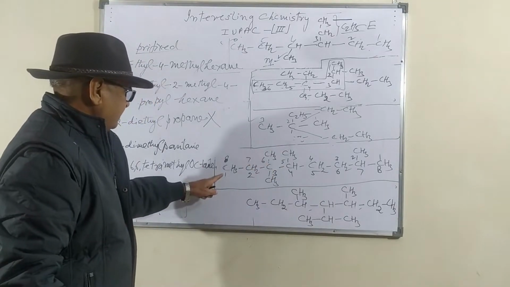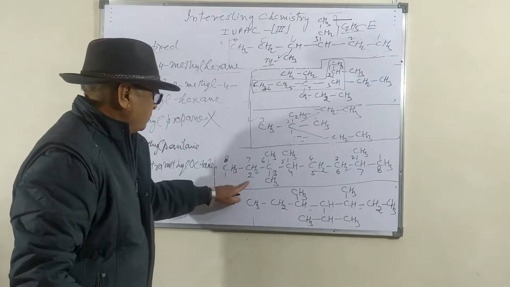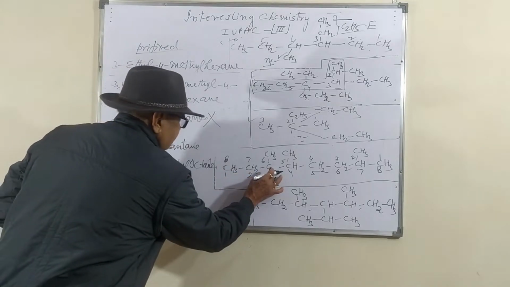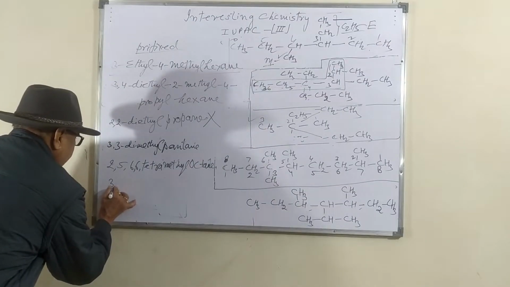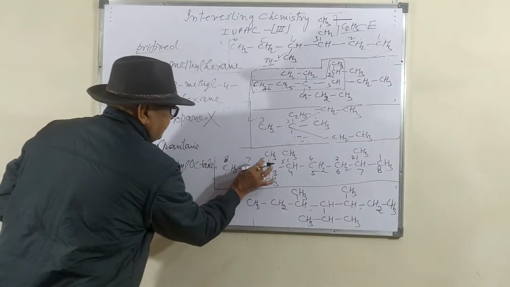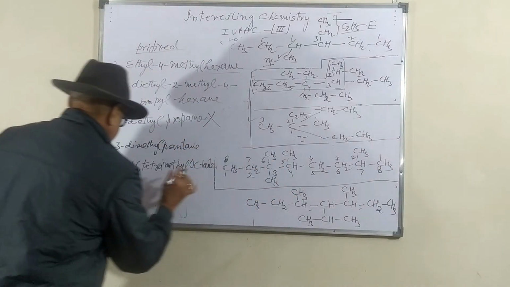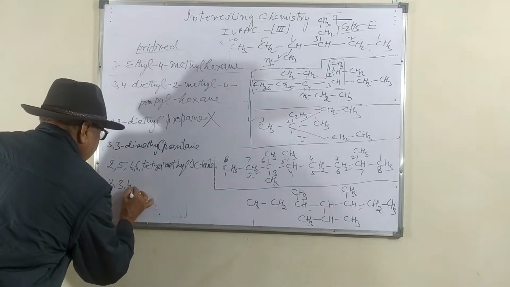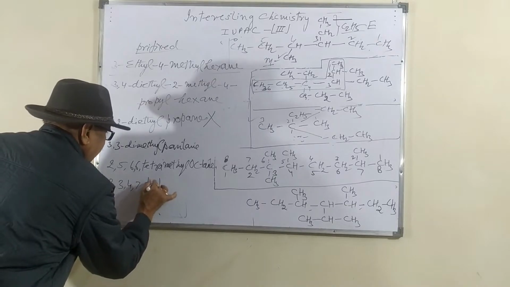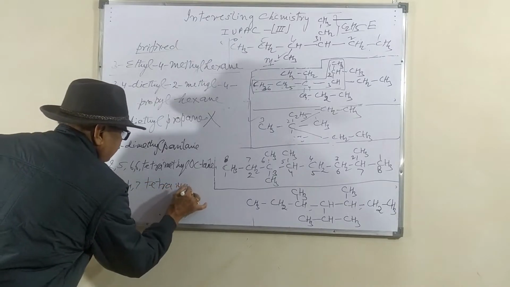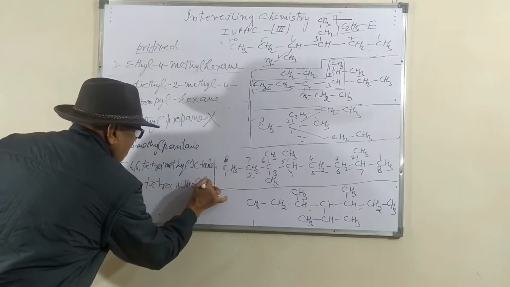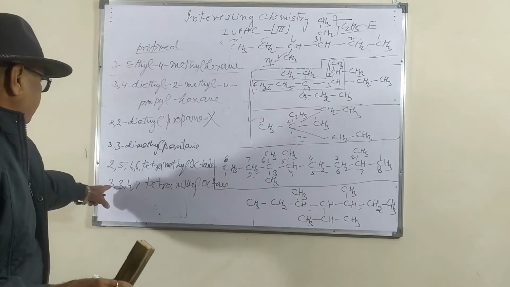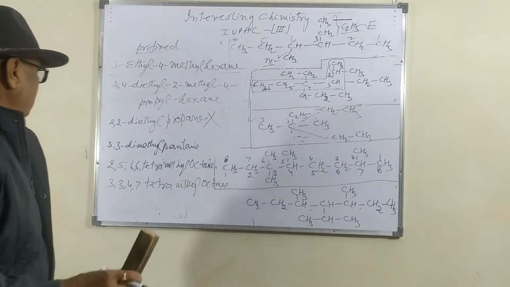Now if you start the numbering from this end, 1, 2, 3, 4, 5, 6, 7, then it will be 3, 3, 4, 4 and 7 tetramethyl octane. The name of this compound, when you start from this end, will be 3,3,4,7 tetramethyl octane.